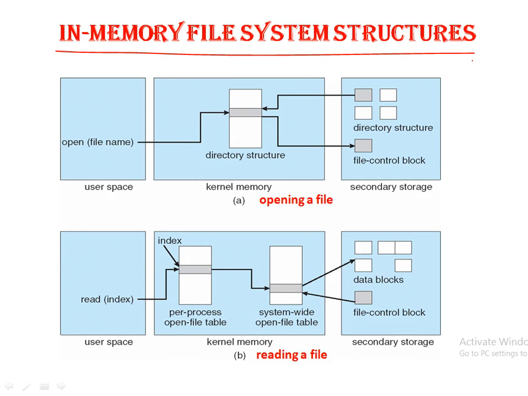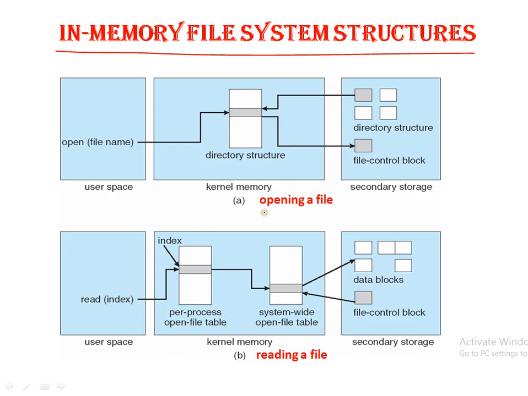What are those structures? An in-memory mount table contains information about each mounted volume. An in-memory directory structure cache holds the directory information of recently accessed directories. Now, what is this recently accessed directories, or what is this in-memory file system structure?